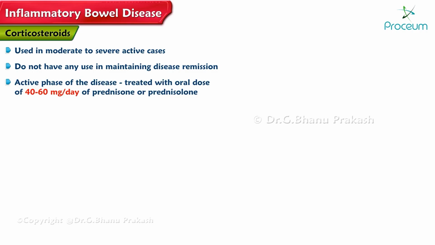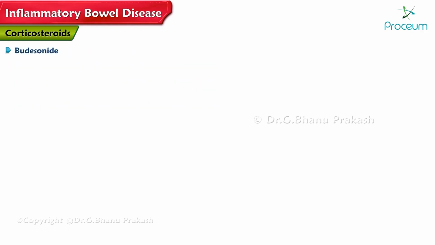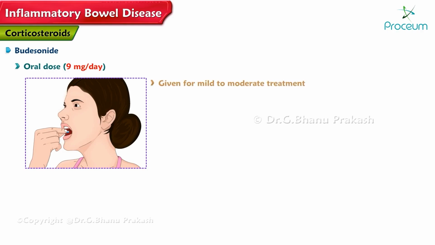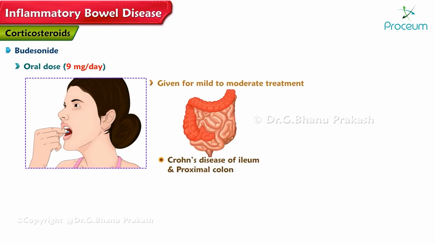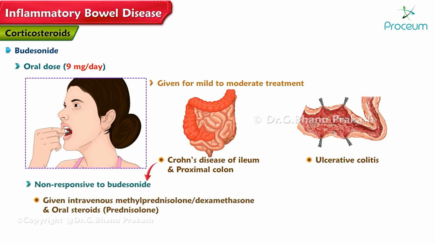The active phase of the disease is treated with an oral dose of 40 to 60 mg per day of prednisone or prednisolone. In patients with disease involving the rectum or sigmoid colon, rectal administration of glucocorticoids is given. Budesonide oral dose of 9 mg per day is given for mild to moderate treatment of Crohn's disease of the ileum and proximal colon as well as for ulcerative colitis. Patients with Crohn's disease who are non-responsive to budesonide are given intravenous methylprednisolone or dexamethasone or oral steroids, prednisolone.